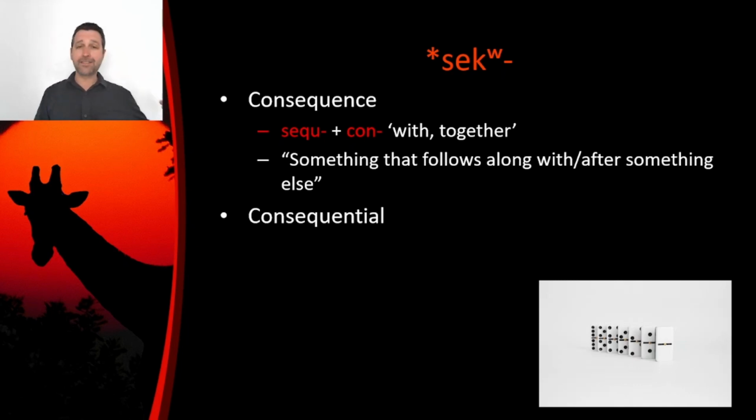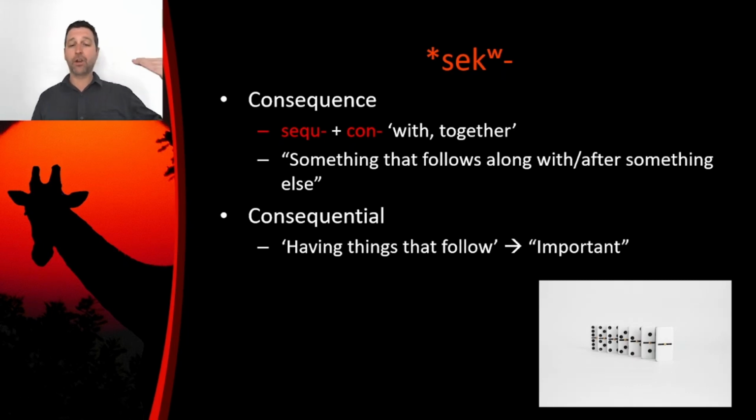The adjective form of that is consequential. So if something is consequential, it contains things, it bears things that follow. And if something has things that follow from it, that it's important, it matters, it is consequential for the future. And that's why we use that term in that sense.